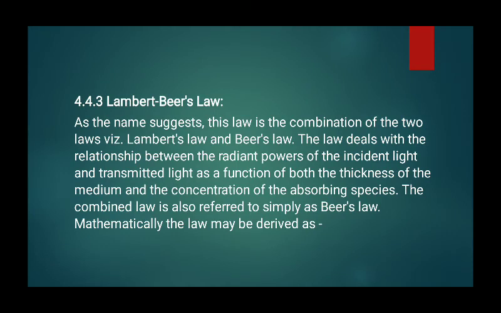The combined law is called Lambert-Beer's law. This law is the combination of two laws, Lambert's law and Beer's law. The law deals with the relationship between radiant power of incident light and transmitted light as a function of thickness of medium as well as concentration of absorbing species. The combined law is also referred to simply as Beer's law. Mathematically, the law may be derived as follows.